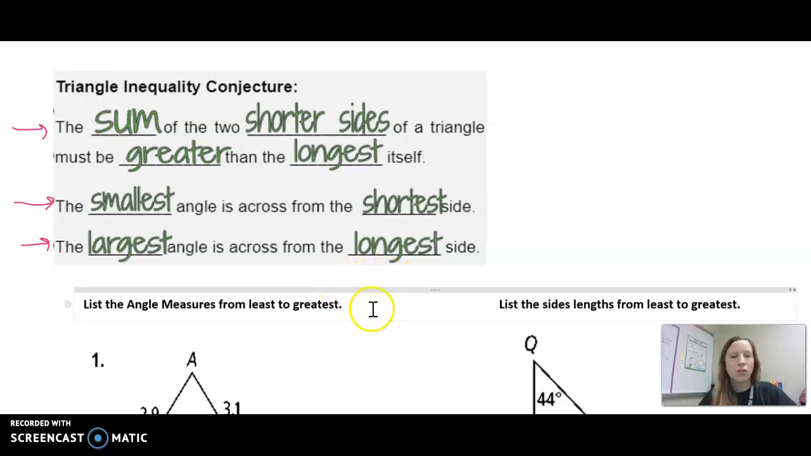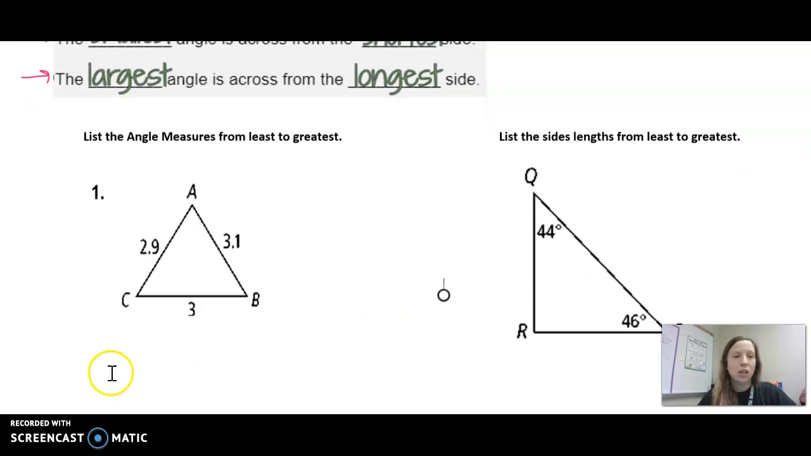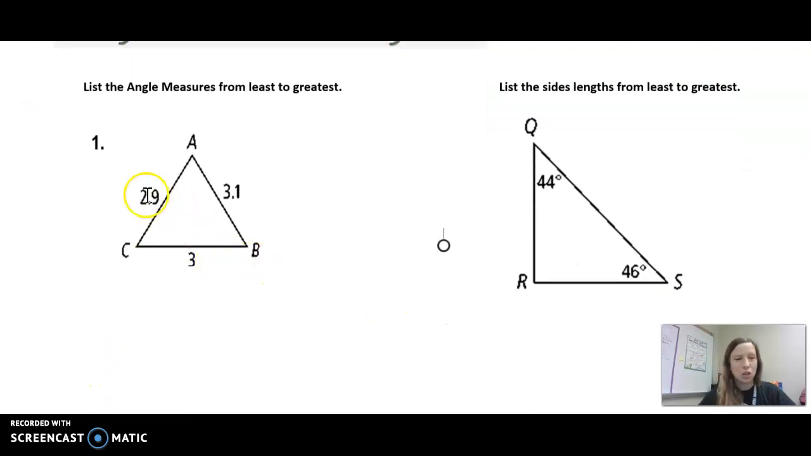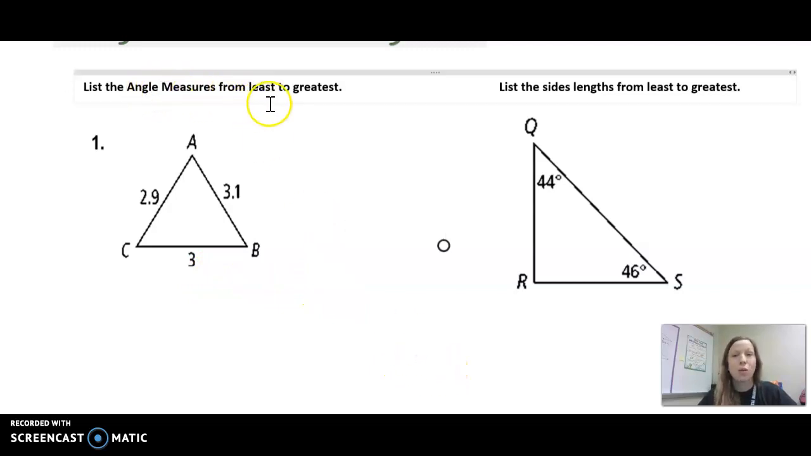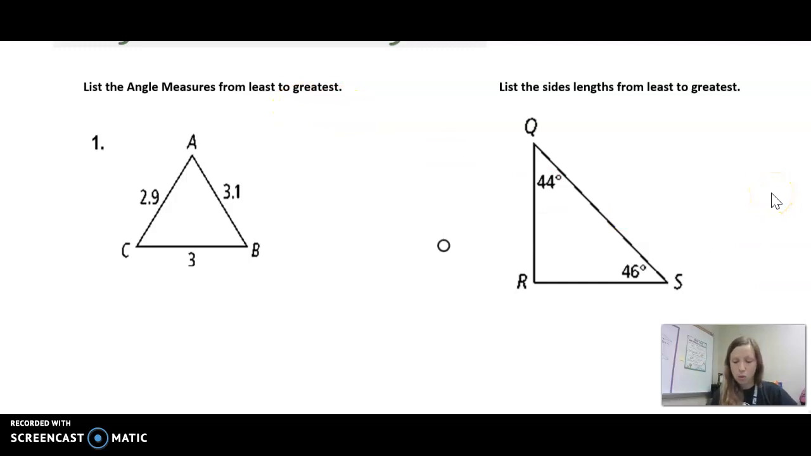So let's have a look at our first example. The first one gives us the three side lengths, 2.9, 3.1, and 3. And we need to list the angle measures from least to greatest, so the smallest. So what I would do here is I would find the smallest side. In this case, 2.9 is the smallest side. So across from that side would be angle B. So angle B must be the smallest angle.